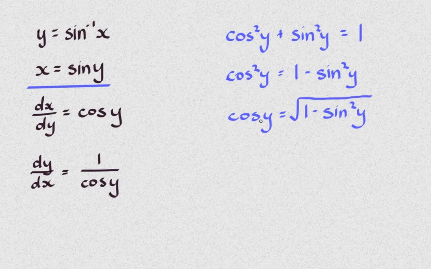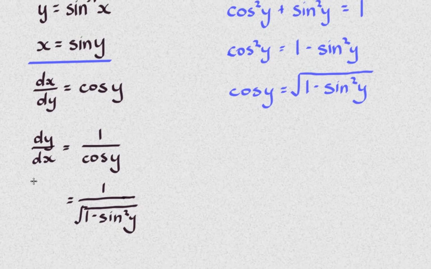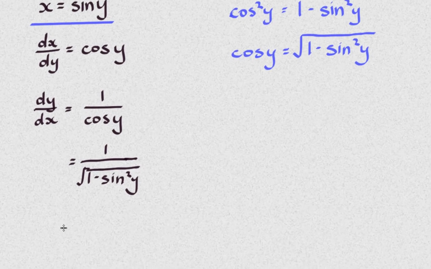This means we can now replace cos of y in our original working out with the square root of 1 minus sine squared y. But since sine y is just x, this means we get 1 over the square root of 1 minus x squared. And so this is the derivative of inverse sine of x.